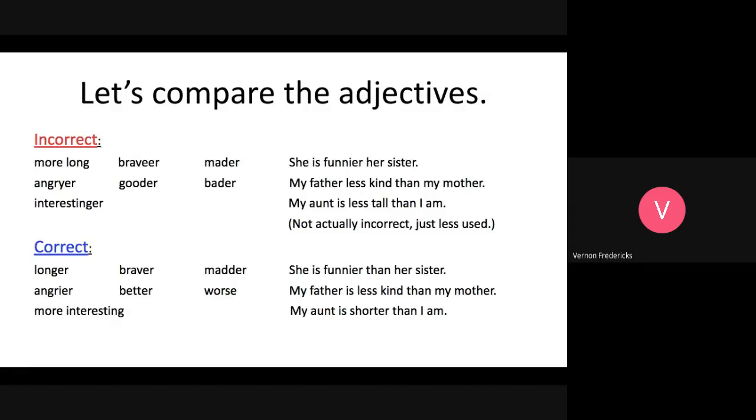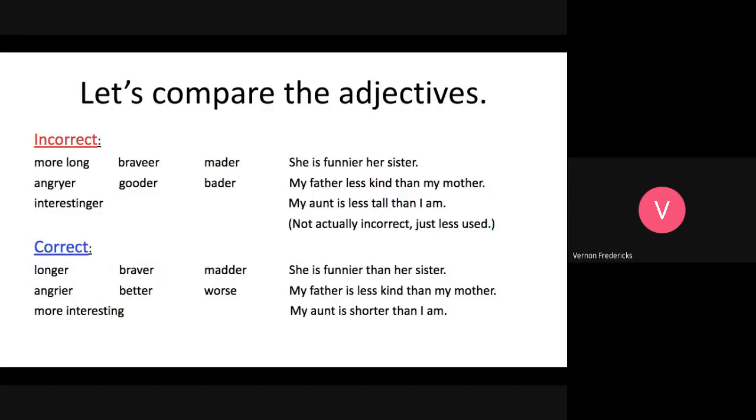Mad. Why do we have double D? He is mad, but his brother is madder than him. Why double D? Okay, consonant, vowel, consonant, M-A-D. So we're going to have a double D, E-R. Okay, angry. Delete the Y, I-E-R. Angrier. Okay, good becomes better.